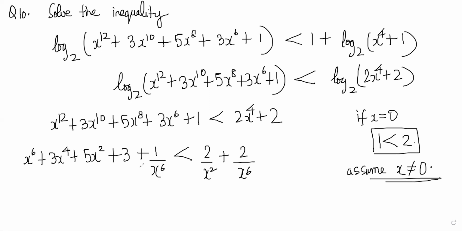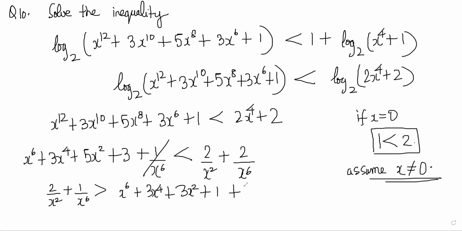So this becomes basically 2 by x square plus 1 by x power 6, cancelling one of these terms, is greater than x power 6 plus 3x power 4 plus 5x square. But 5x square I can write as 3x square plus 1, and then we have 2x square left over plus 2, right? So I have gotten this inequality right now.